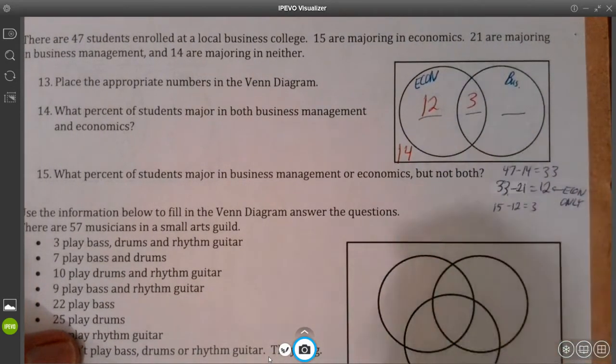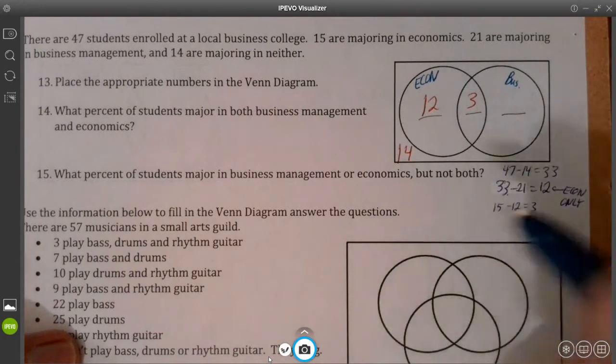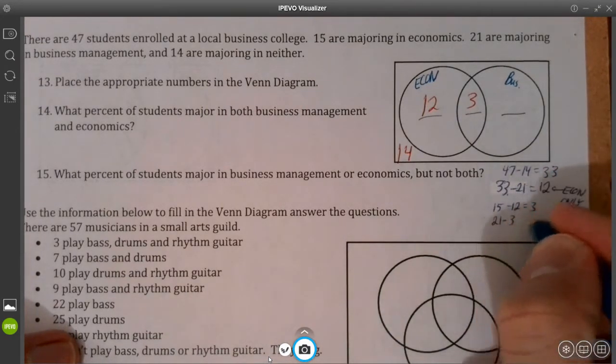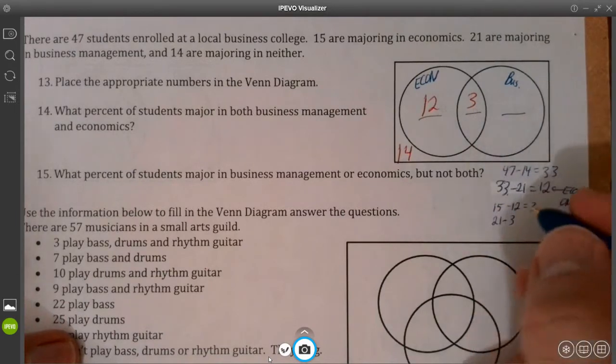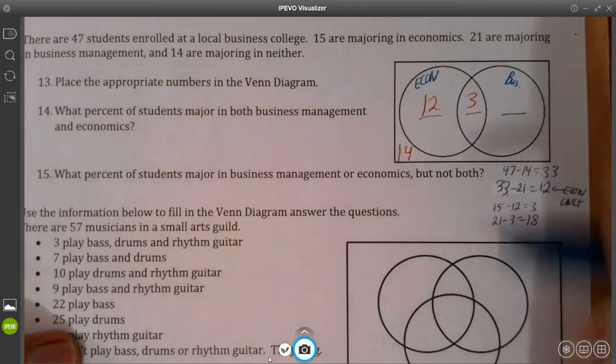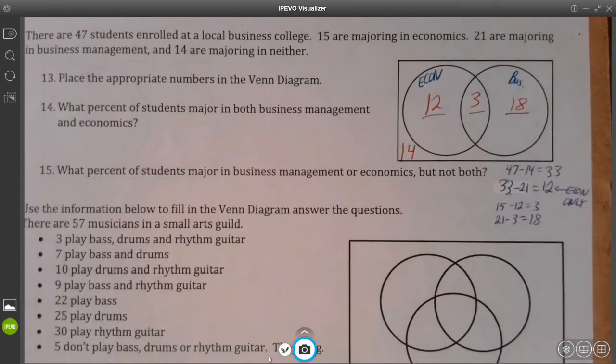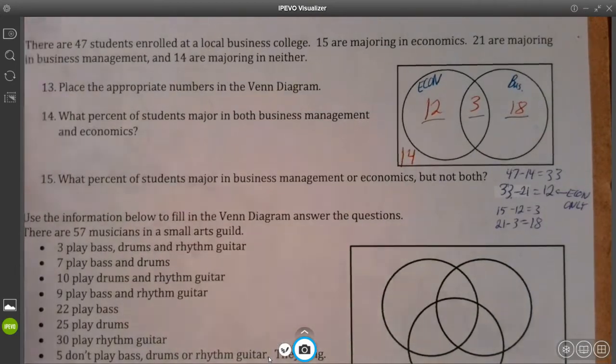So there's 21 majoring in business management. Mine is these 3 right here that are doing both, and that's going to give me 18. And this is 18. So we're going to answer just a handful of questions. It'll be pretty easy to do. All right, place the appropriate numbers in the Venn diagram. Check, done.